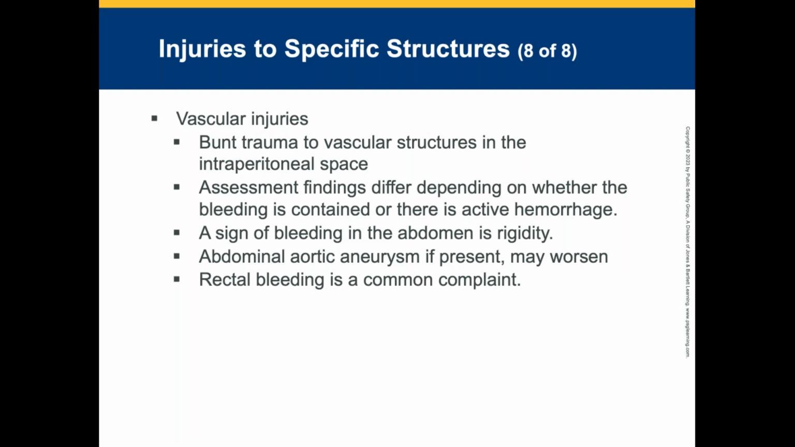As far as vascular injuries go, blunt trauma can cause injuries to the vascular structures in the intraperitoneal space, often masked by other injuries. So again, you have to palpate and look. Don't be distracted by something else that's there, because some other injury may be more severe, causing you to go into tunnel vision in the wrong direction.